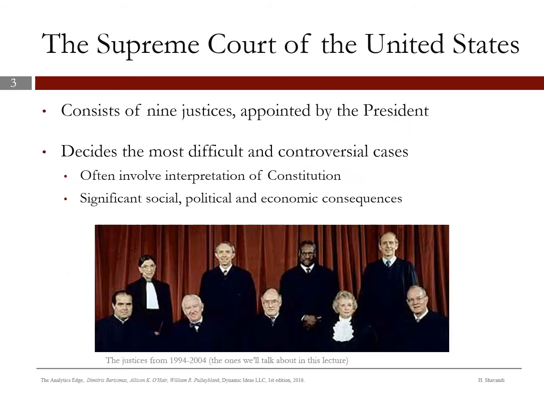In the United States, the Supreme Court consists of 9 justices, and the justices are appointed by the president. The Supreme Court usually decides the most difficult and controversial cases, and its decisions usually have significant social, political, and economic consequences. In this picture we see the justices from 1994 up to 2004, and we're going to talk about these justices in our case in this lecture.